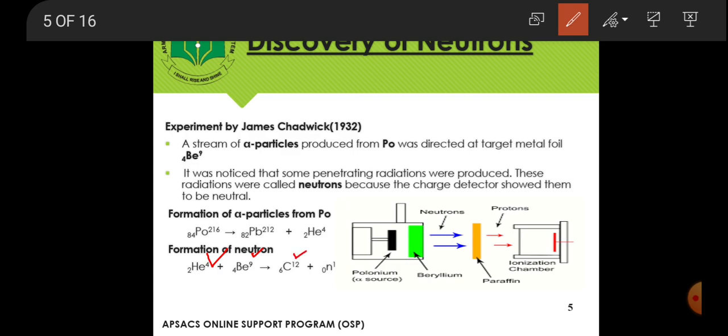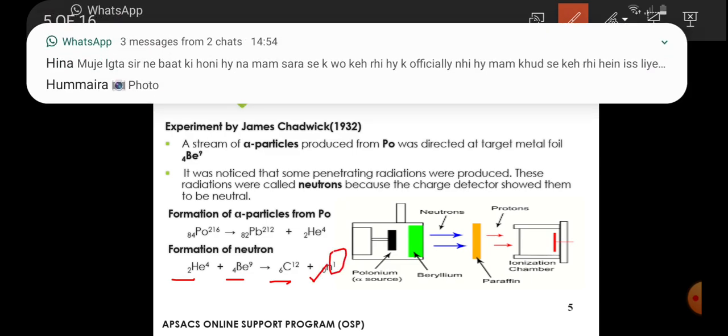So 12 is the mass of carbon and 1 is the mass of neutron, so it is balanced. Same is the case with atomic number. The atomic number of helium is 2 and that of beryllium is 4. So 4 plus 2 is equal to 6. So it is balanced on the right side of the equation as well. Neutron has a charge of 0 and mass 1.